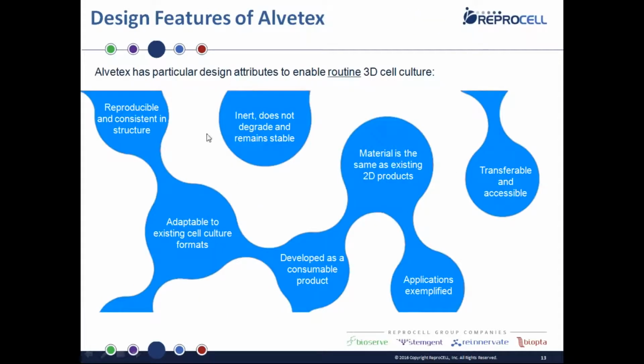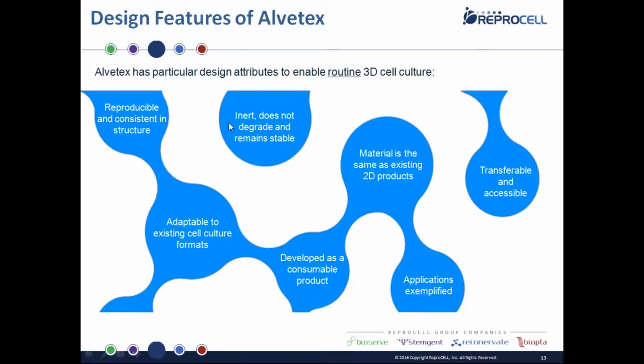There you go. So the design features, which is what we really wanted when Alvetex was first introduced, is we needed something that was reproducible and consistent. This is important obviously in industry, but also in academia, because you don't want variability in your product. There's already enough variability in biological systems. You don't want to have to worry about your plasticware. So this is something that we can say every time you get an Alvetex, it's going to be exactly the same thing. You don't have to worry about it.